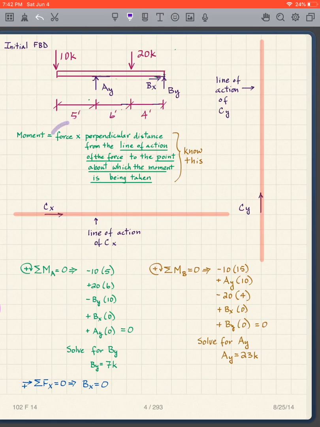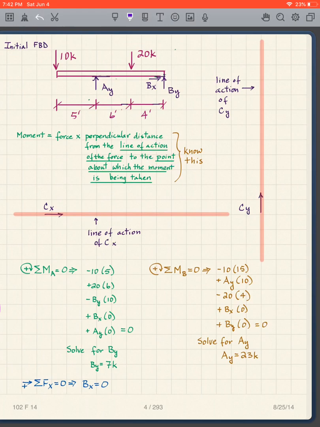Again, the easiest thing is the force. The hard part is the perpendicular distance from the line of action of the force to the point about which the moment is being taken. So the hard part is the distance, and we've got to focus on that. People miss that.